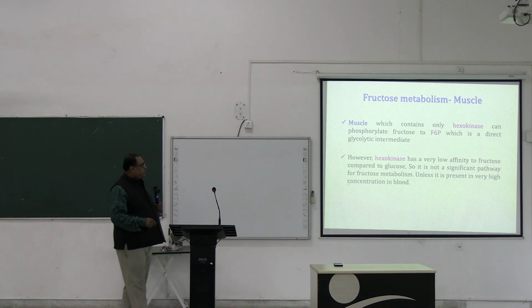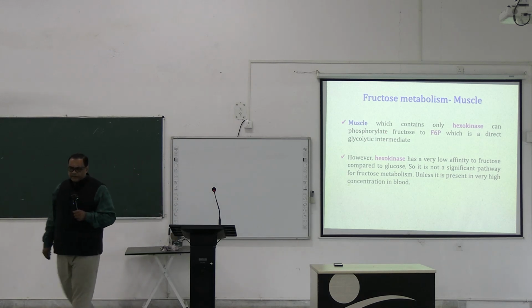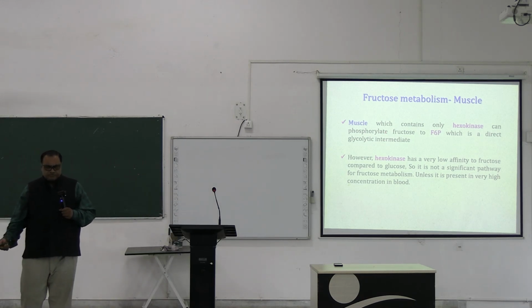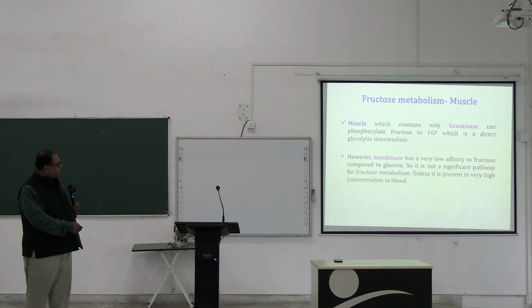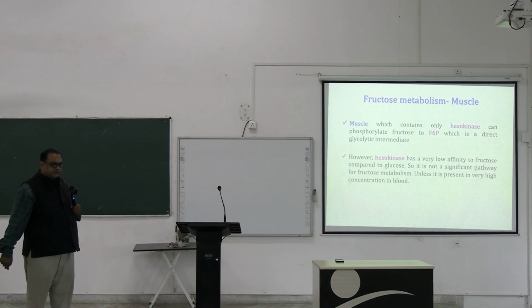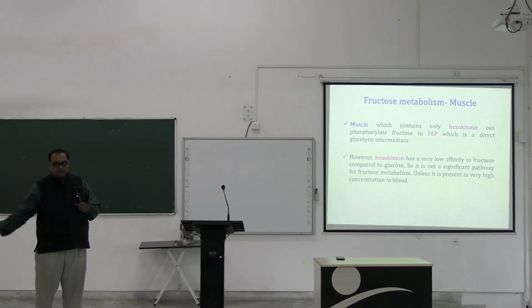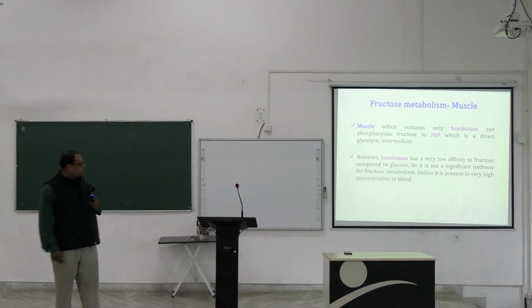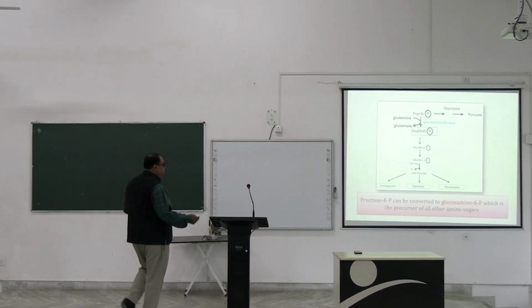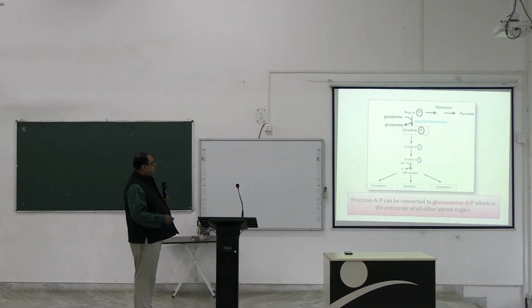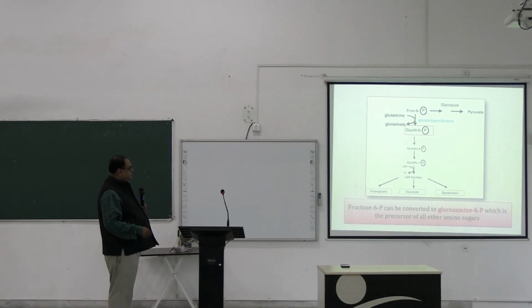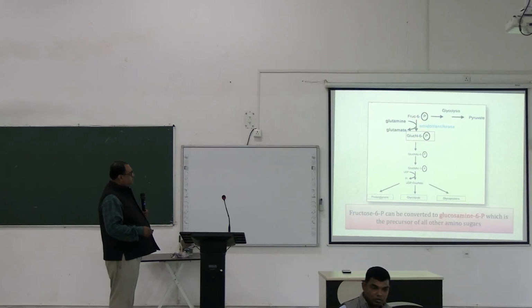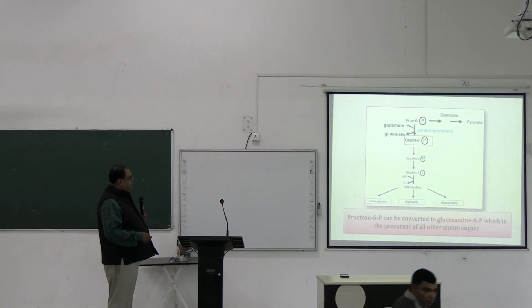Muscle contains only hexokinase, which can phosphorylate. Muscle means extrahepatic tissue, EHP, extrahepatic tissue. So they can metabolize this via hexokinase, whereas liver contains no hexokinase, only glucokinase. Fructose 6-phosphate goes to formation of pyruvate via glycolysis. If fructose 6-phosphate accumulates, then they produce these products.